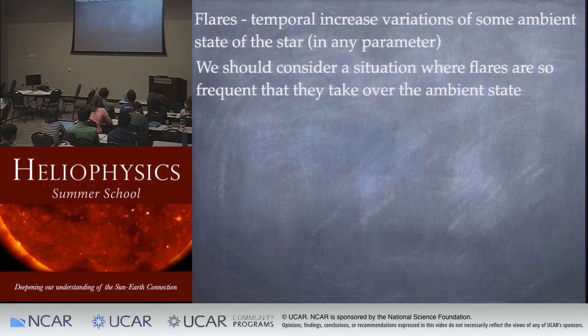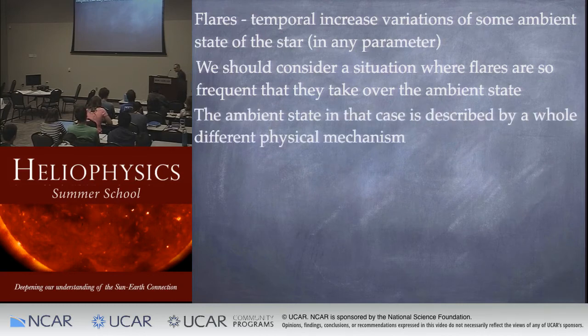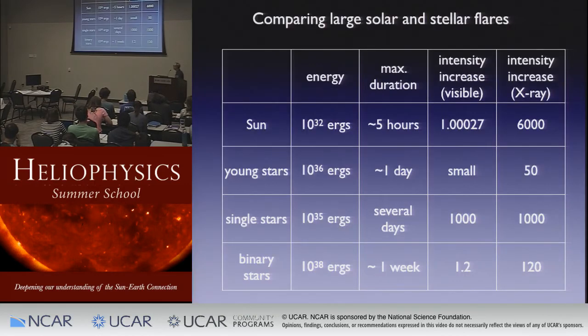And it's important because the ambient state and the flaring state might be generated by different physical mechanisms. So it's important to identify where the ambient state becomes the flaring state. We need to look at that maybe in different tools and models. This table shows an interesting comparison between solar flares and the flares of different kinds of stars.